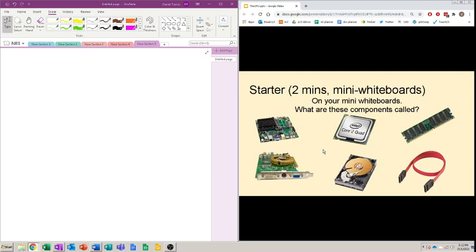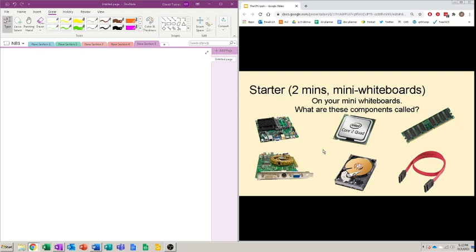So my first question to you is to have a couple of minutes just to think about these different components that you can see on my screen. There are 6 of them. I'd like you to spend a couple of minutes just to have a think and pause the video, come back and we'll be able to talk about what they actually are.